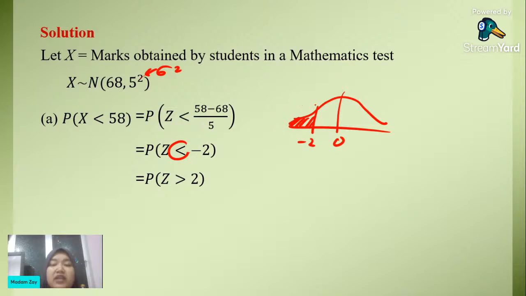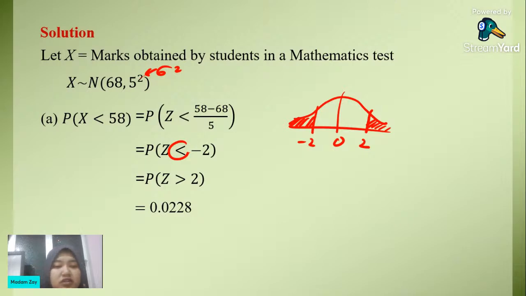So we cannot find it by using the table directly. We can reflect on the right side. From negative 2, it will be 2 and it will be more than. So it's the same as probability of z more than 2. And then from the table, we know that the probability will be 0.0228.